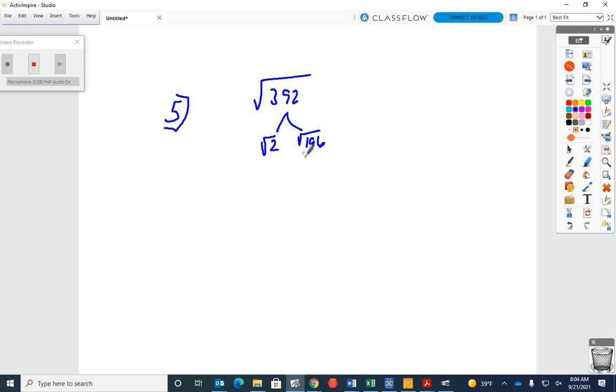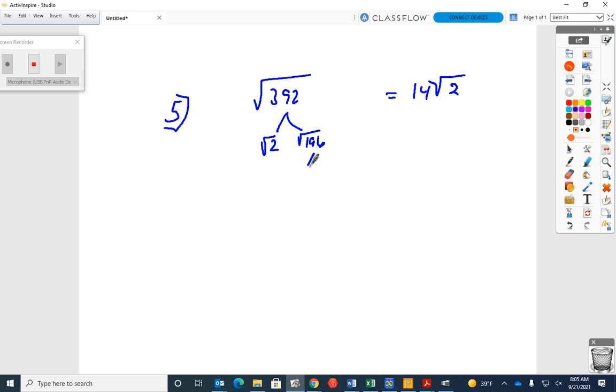If I look at these two numbers, is 2 a perfect square? No. Can I do anything else with that? No. Is 196 a perfect square? Yes, it is. What is the square root of 196? 14. So if I remove this, I have a 14, because 14 times 14 is 196, isn't it? And what's left inside the radical? 2.